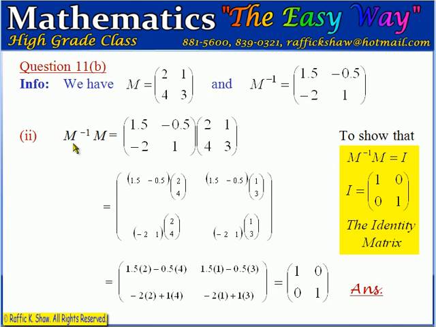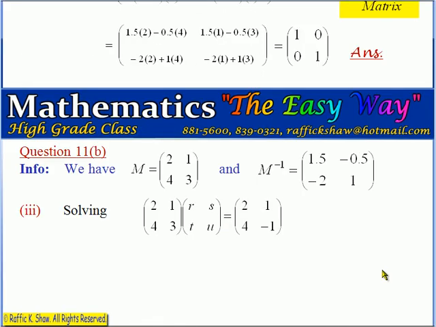And therefore we have shown that M to the minus 1 multiplied by M is equal to 1, 0, 0, 1, which is the identity matrix. Therefore, we have proven that the product of the inverse of the matrix and the matrix is equal to the identity matrix. And that's the answer for that part of this question.